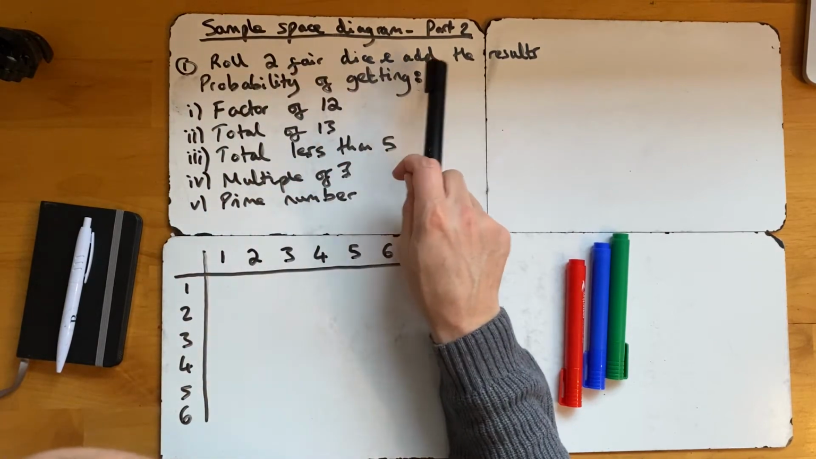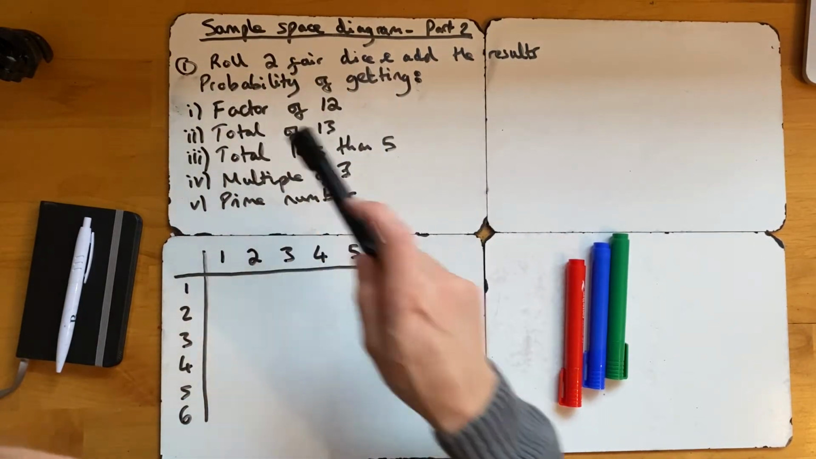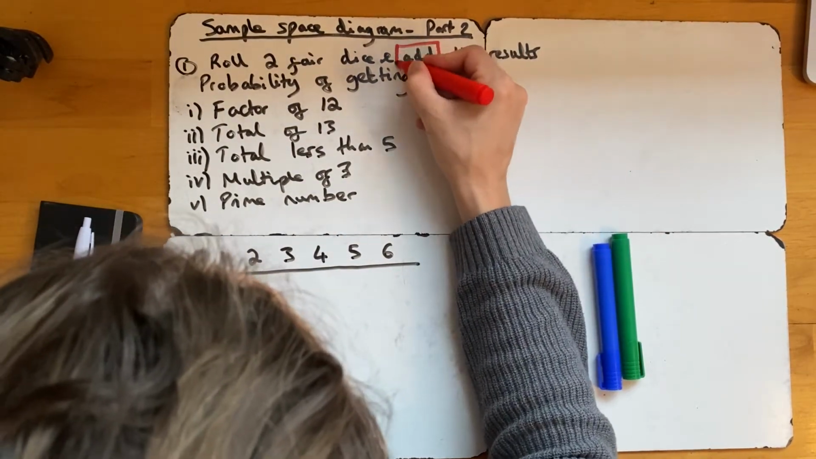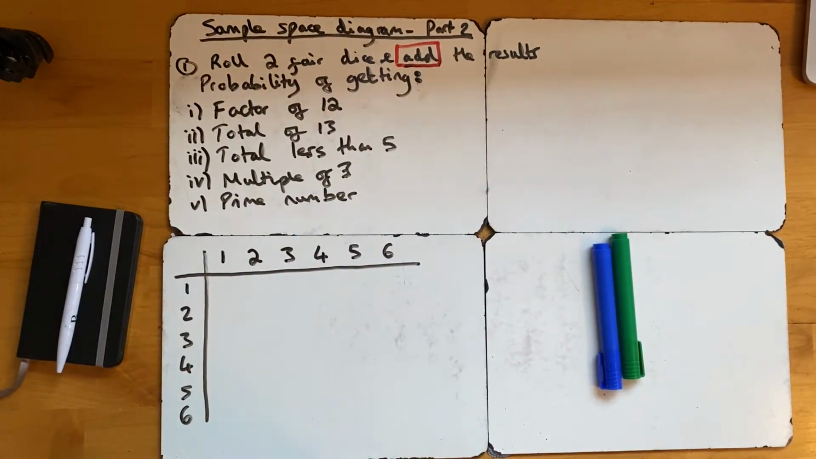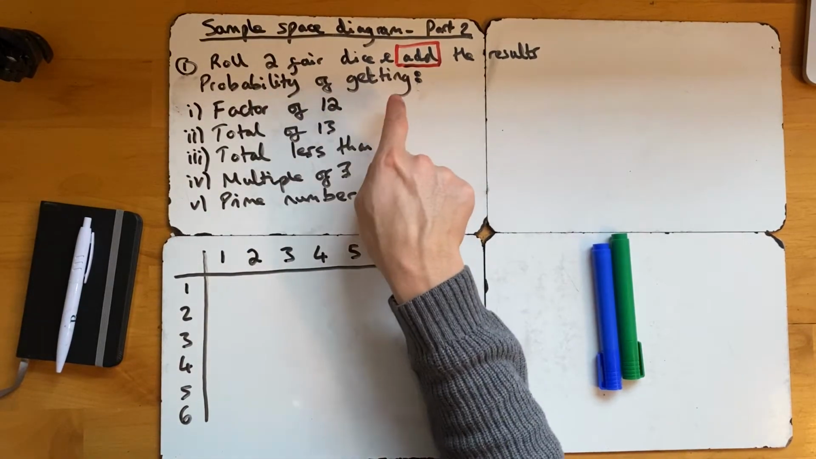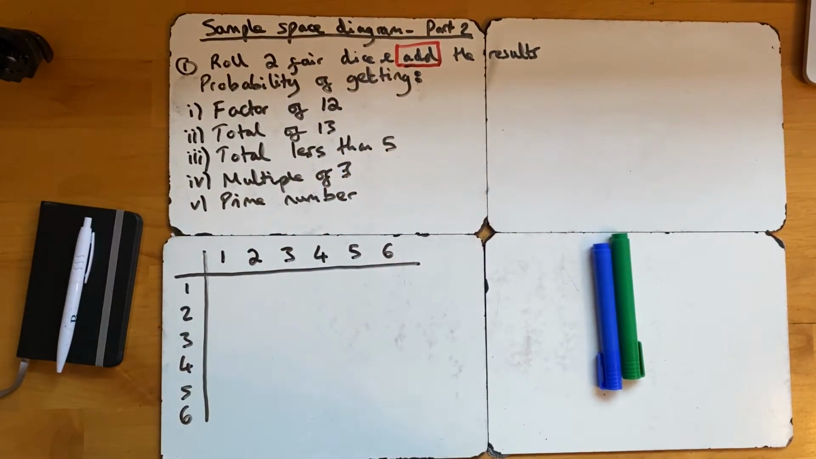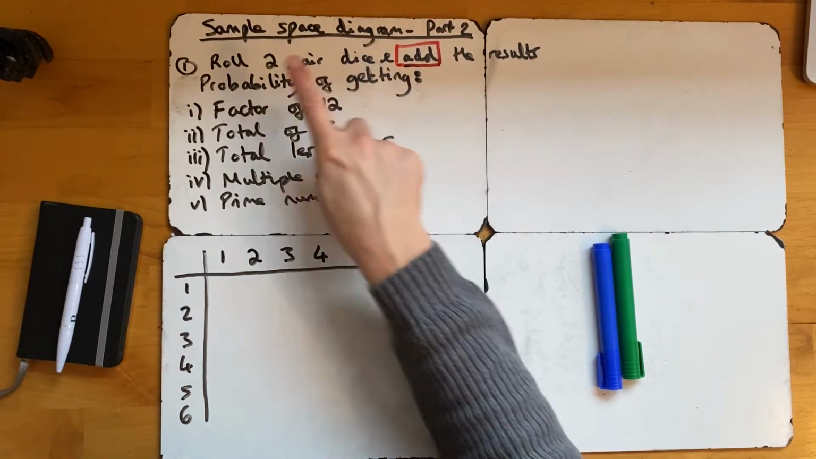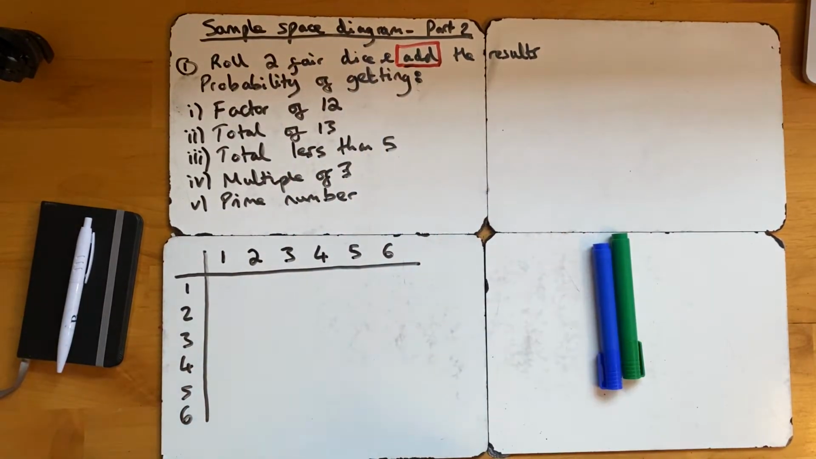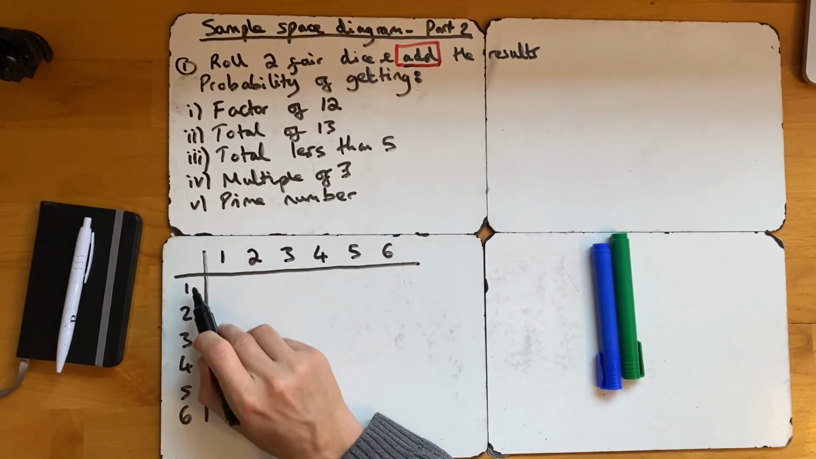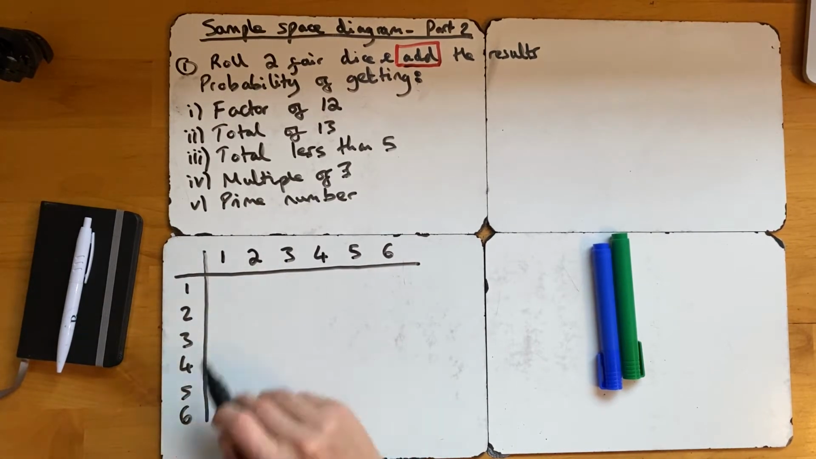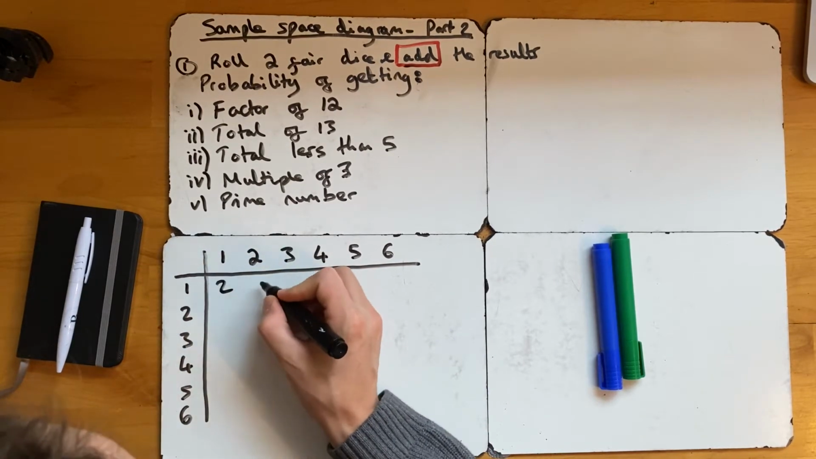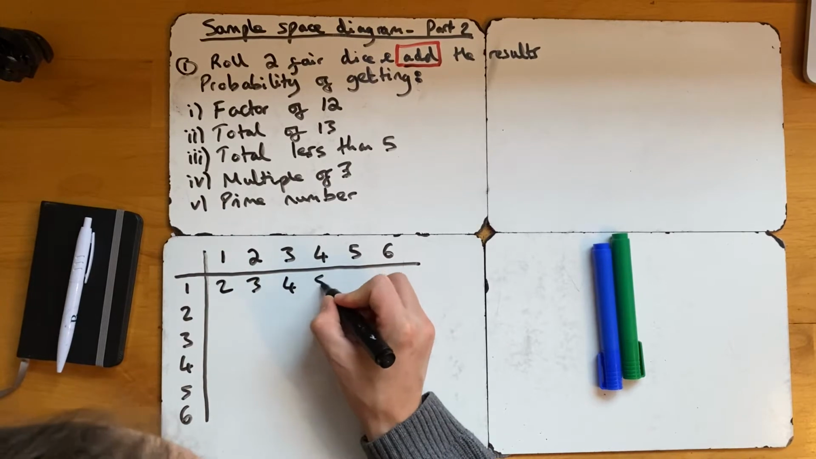Roll 2 fair dice and add the results. The key word here, and this is where it could catch you, is it's saying add the results, rather than just state the results. Probability of getting, and you have to work out all the things. So when you have things like adding results, you have to do a sample space diagram. It's the only way to work it out. So we've got the dice 1 to 6, the other dice 1 to 6, and you just simply 1 plus 1, 2, 1 plus 2, 3, and you just keep adding the results.